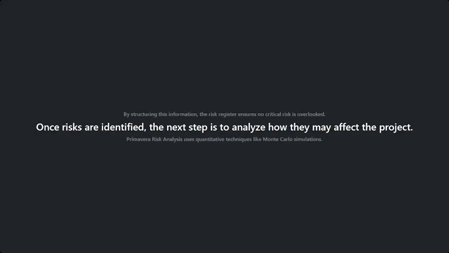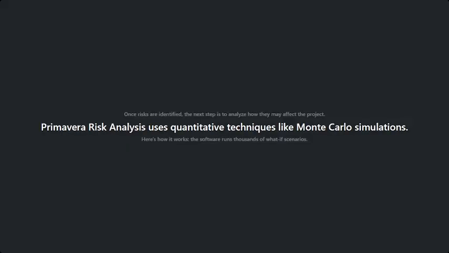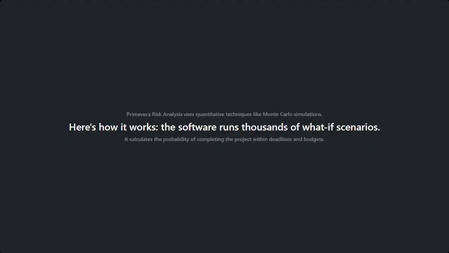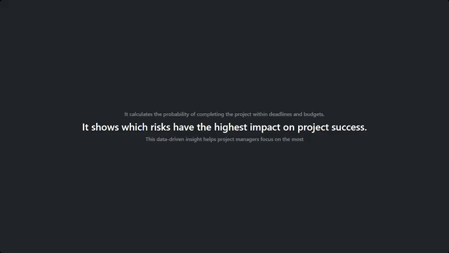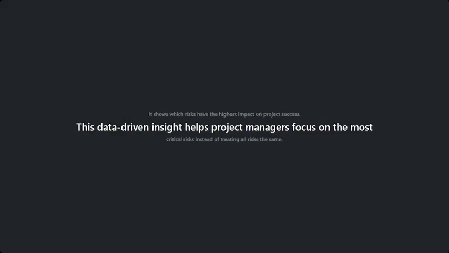Once risks are identified, the next step is to analyze how they may affect the project. Primavera Risk Analysis uses quantitative techniques like Monte Carlo simulations. Here is how it works. The software runs thousands of what-if scenarios. It calculates the probability of completing the project within deadlines and budgets. It shows which risks have the highest impact on project success. This data-driven insight helps project managers focus their attention on the most critical risks instead of treating all risks the same.